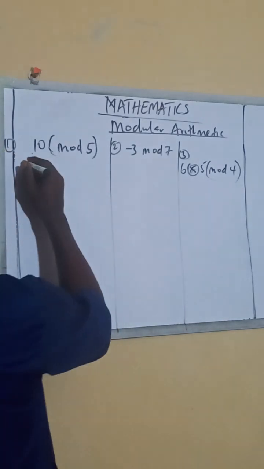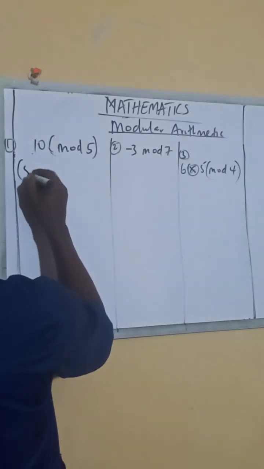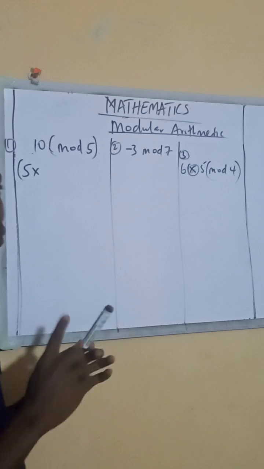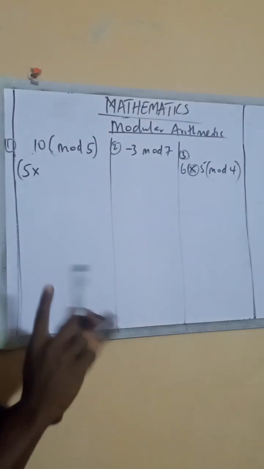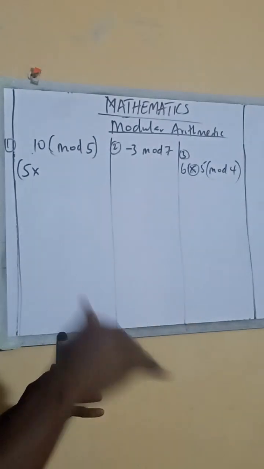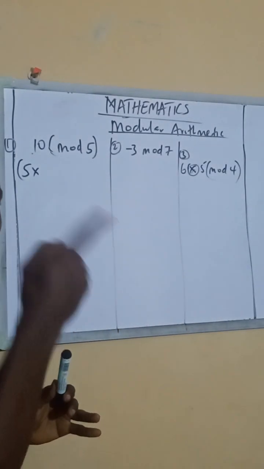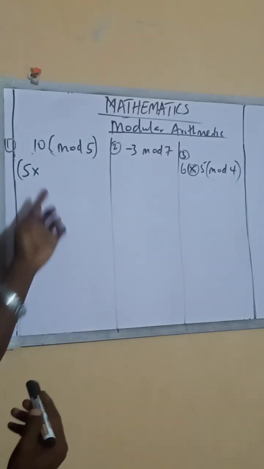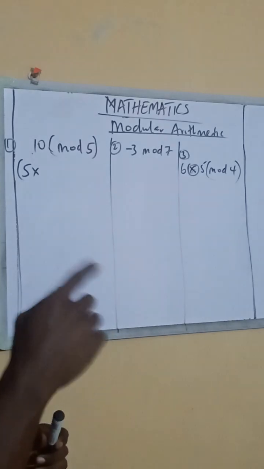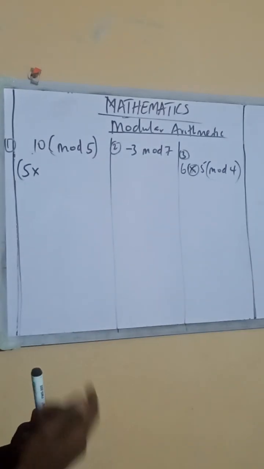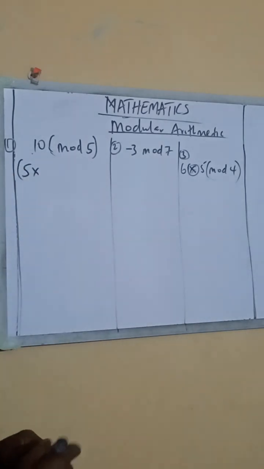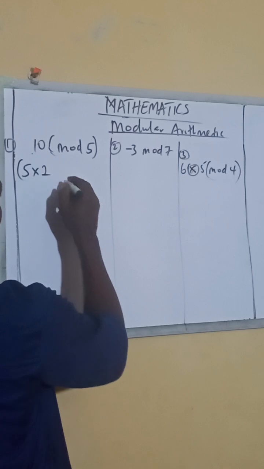To start with the first question, you have mod 5, right? You say 5 times a number that, if you times the number with 5, will not give you more than 10. But it should be closest to 10 or exactly 10, but must not be more than 10. Now, if you think of a number, let's say 5 times 1 will give us 5. How about let's try 2? 5 times 2 will give us 10. And that is exactly the 10 we have outside there. I think that is okay. So we have 5 times 2, 10.